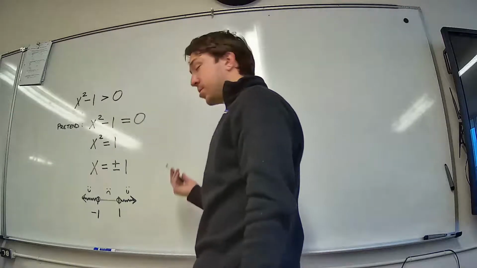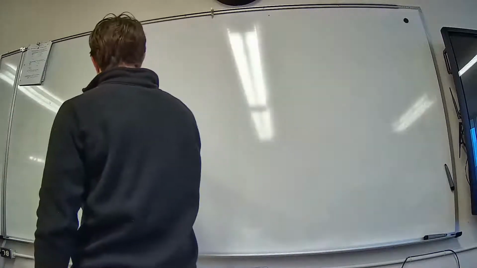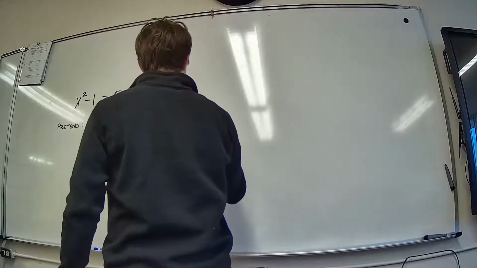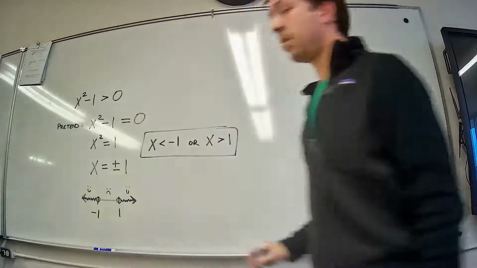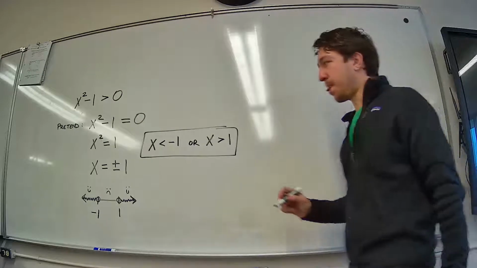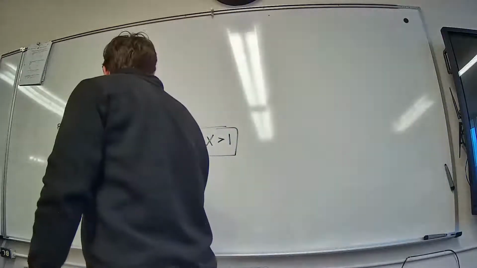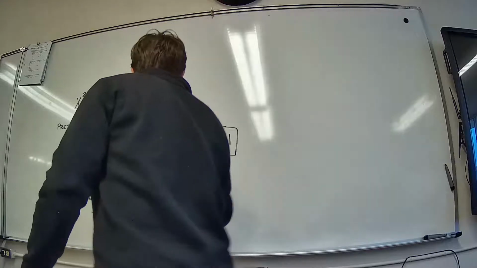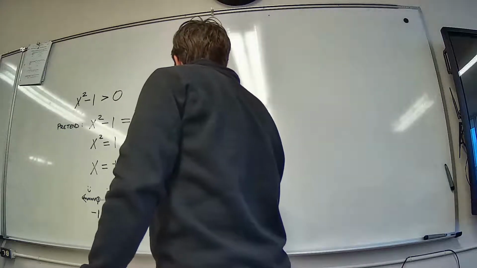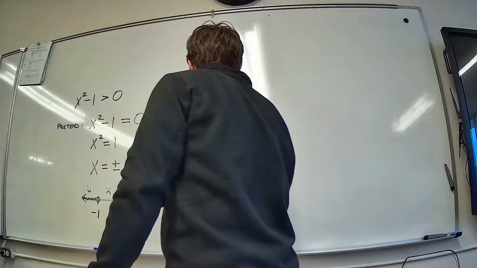So the answer to this is, there are 2 ways to write it, 2 different notations. One notation is to say our x values can be less than negative 1, or our x values can be greater than positive 1. That's one way to write it. We can do the weird thing. The weird thing is all numbers from negative infinity up to negative 1, union with all the numbers from 1 to infinity.